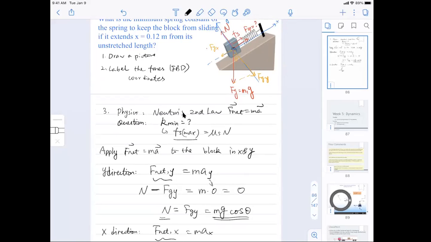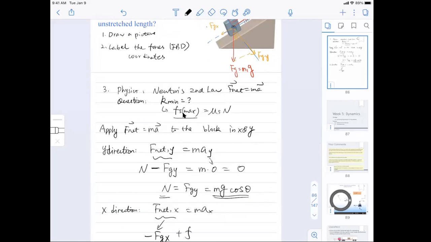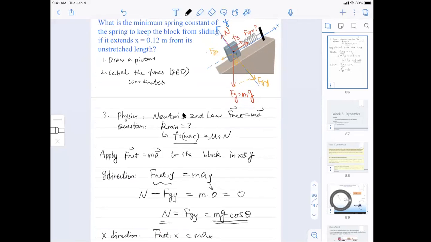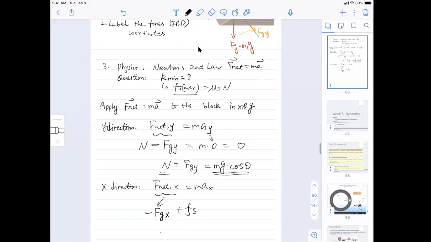I still got two more, right? So one of them is F of s that you said. What is the other one? Spring force, thank you, Haider. It's spring force, and that's positive as well. And they equal to 0 because the block is not moving down, right?